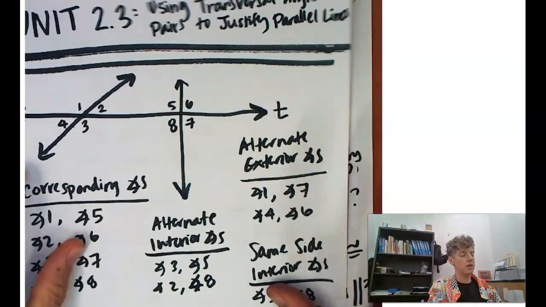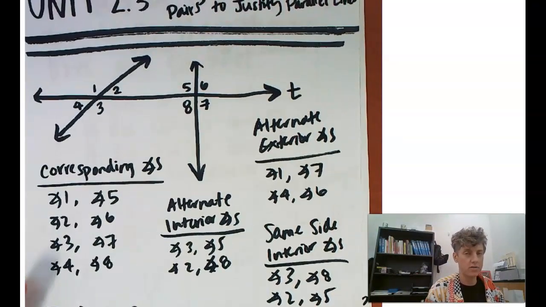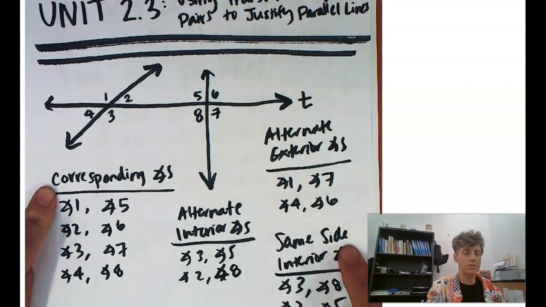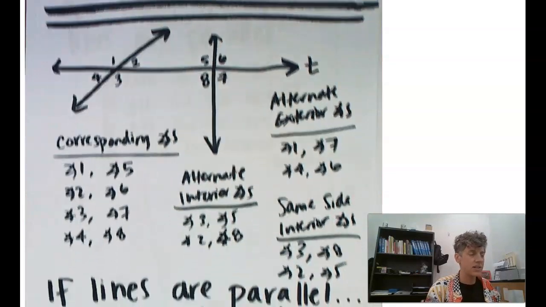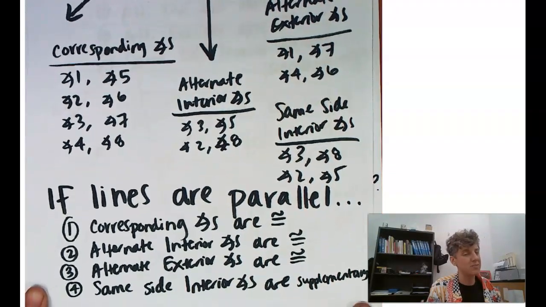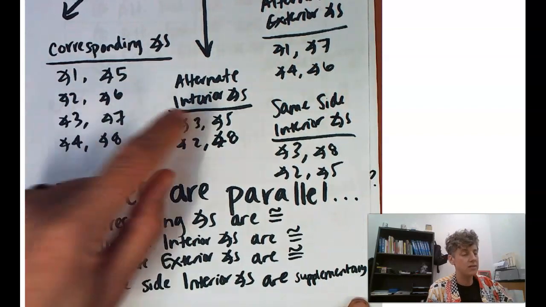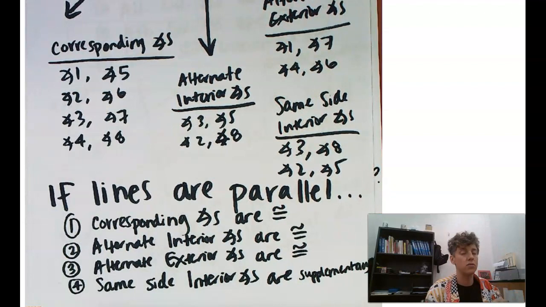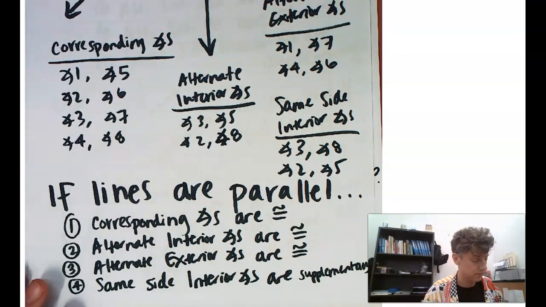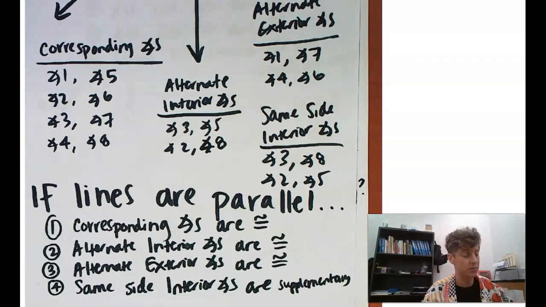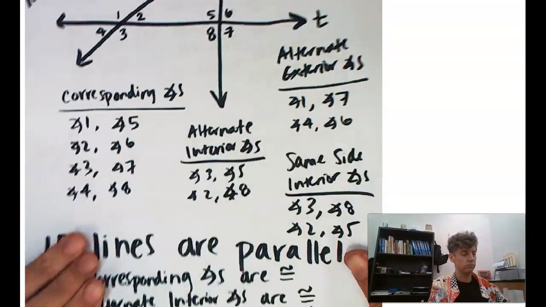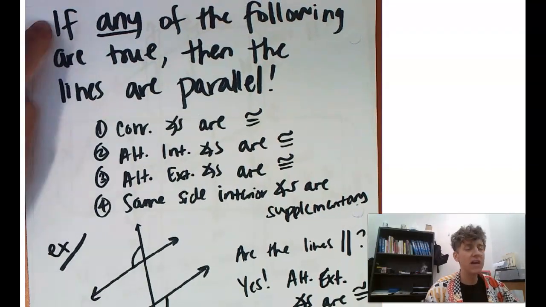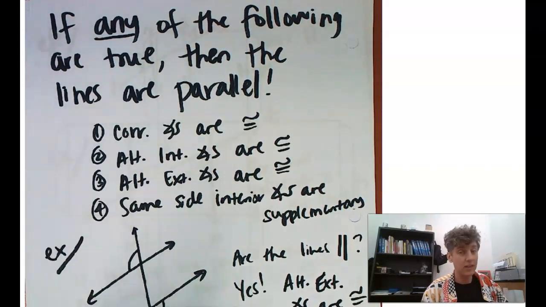We reviewed our transversal angle pairs. We had corresponding angles, alternate interior, alternate exterior, and same side interior. And then we said if the lines were parallel, some special things happen to these angle pairs. Namely, corresponding angles, alternate interior, alternate exterior, those are all congruent to each other if the lines are parallel. And same side interior angles, those are supplementary. The converse: if any of those things were true, then the lines were parallel.